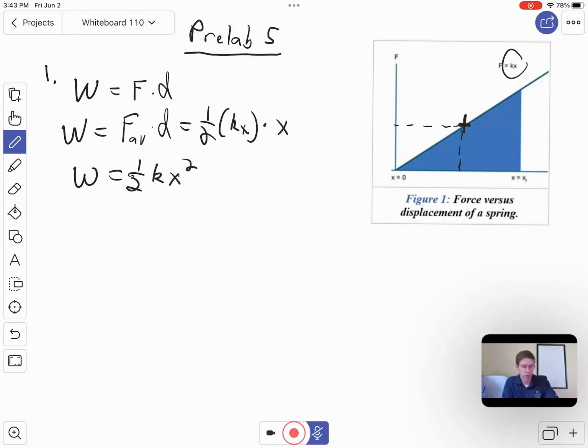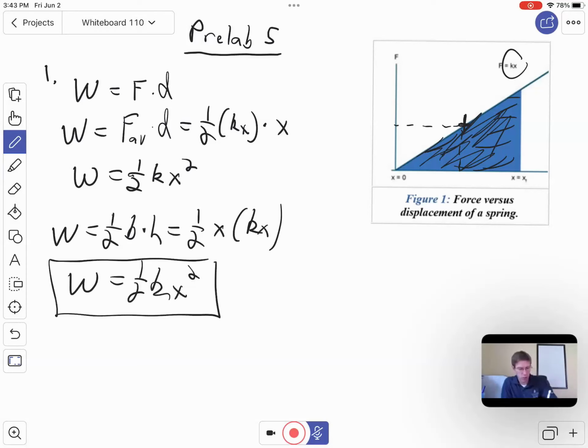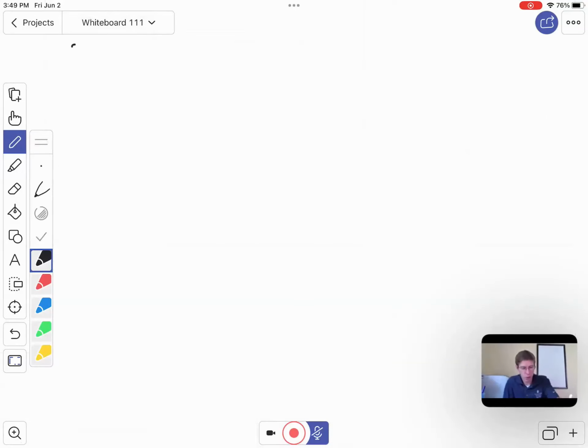Now, the second way to do it is to think about work as just being actually equal to the area under the force displacement curve. So it would be the area of this triangle. And we know for a triangle, the area is 1/2 base times height. And so in this case, that would be 1/2, the base is just x, and the height is kx, the maximum force. And so once again, we get the work as 1/2 kx squared. So either way you do it, you get work equals 1/2 kx squared, and that's your answer for pre-lab question number 1. So now let's move into pre-lab question number 2.